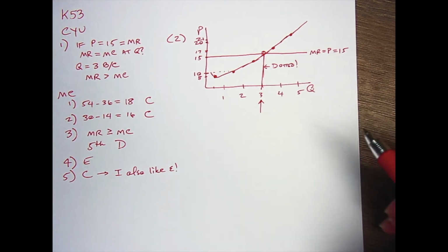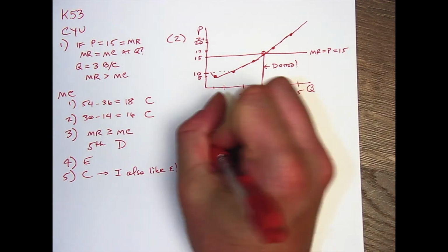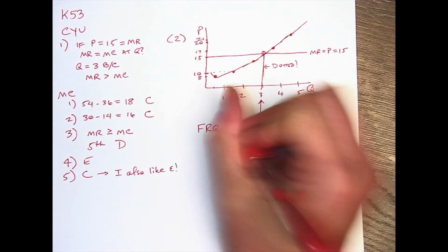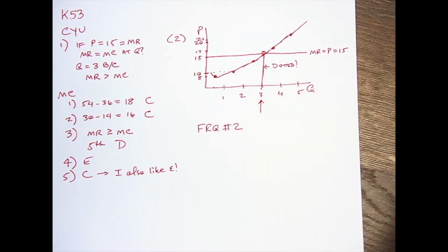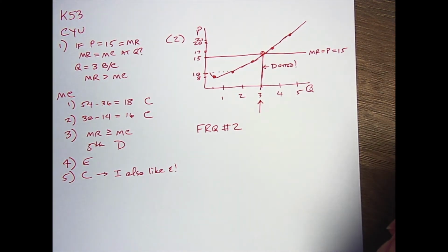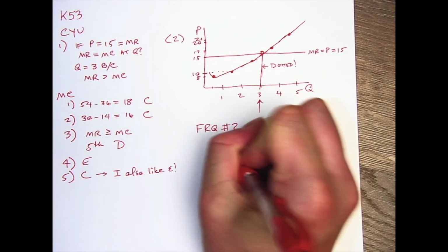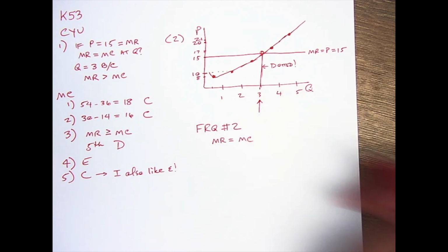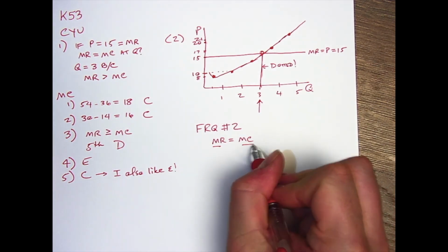So let's take a look now at FRQ number 2. All right, here, use a graph to illustrate the typical shape of the two curves used to find a firm's profit maximizing level of output on the basis of the optimal output rule. So we know that that's going to be finding where MR equals MC, so we need a graph of this and a graph of this.